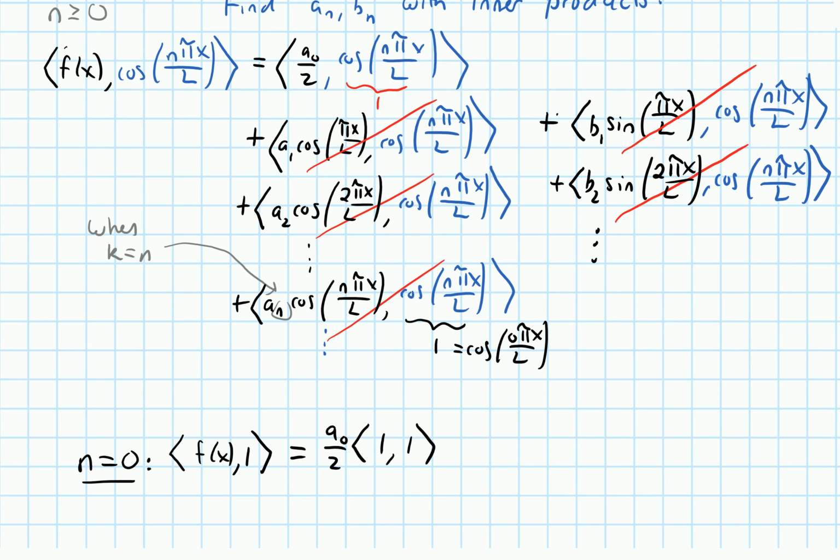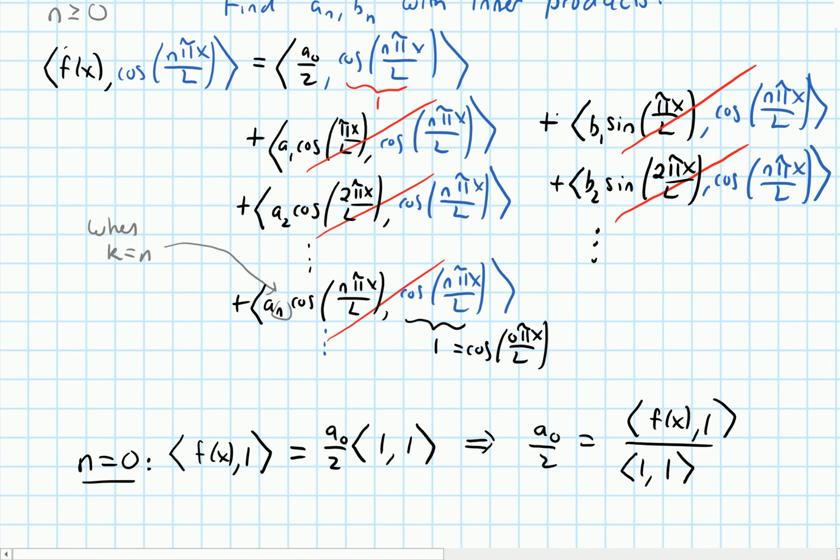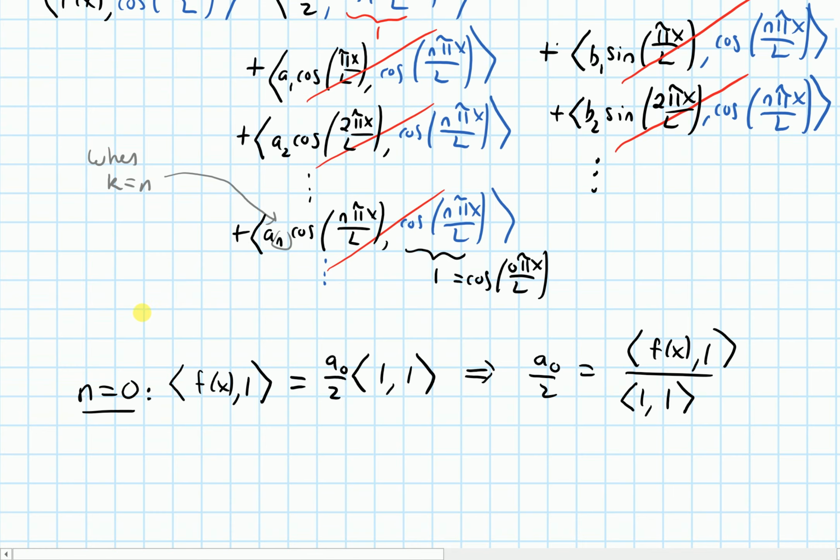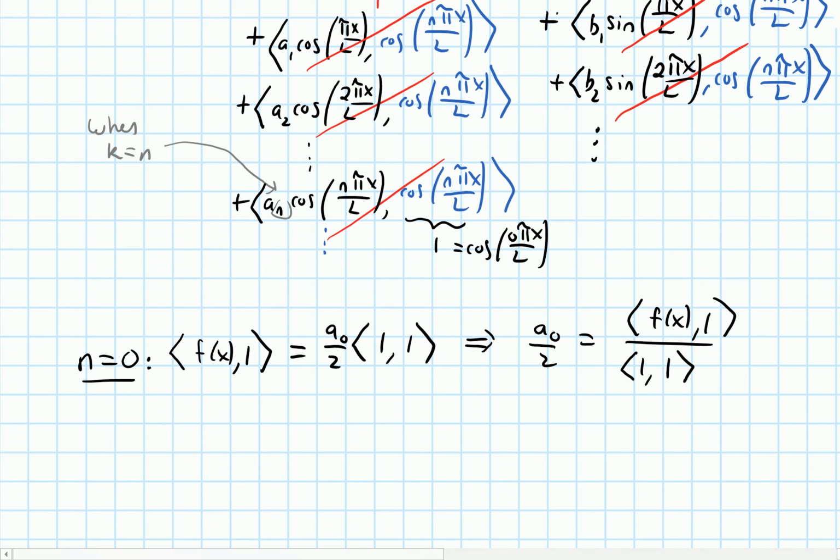All right. So now let's go ahead and isolate for the a naught over 2. So if we do that, we get that a naught over 2 ends up being the inner product of f of x with 1 divided by the inner product of 1 with itself. Okay, so this gives us a formula for what a naught over 2 is. So I'm going to highlight this. This is a formula for a naught over 2. So in the text, you'll see a formula written in a slightly different way.